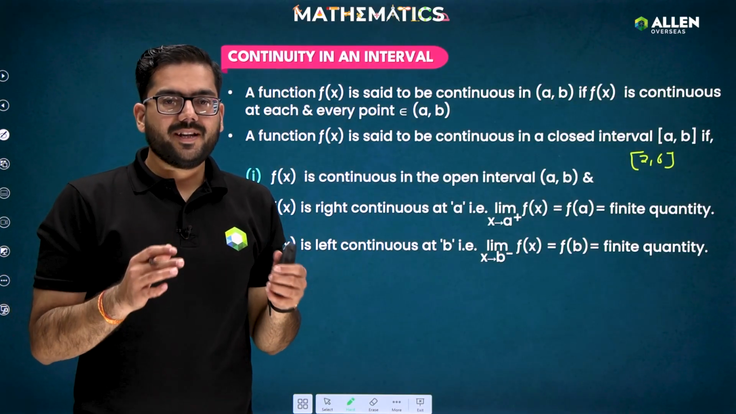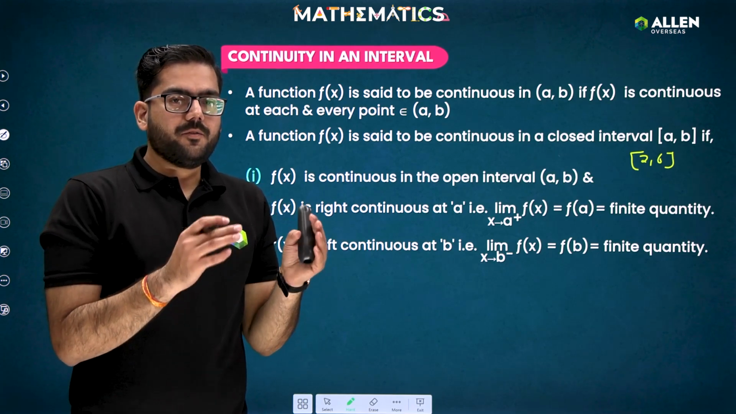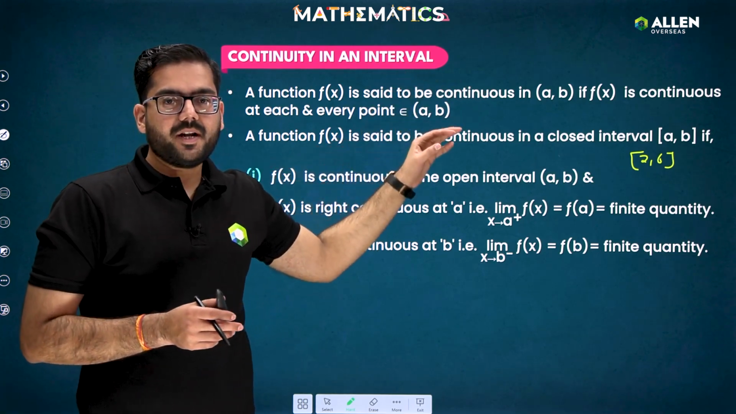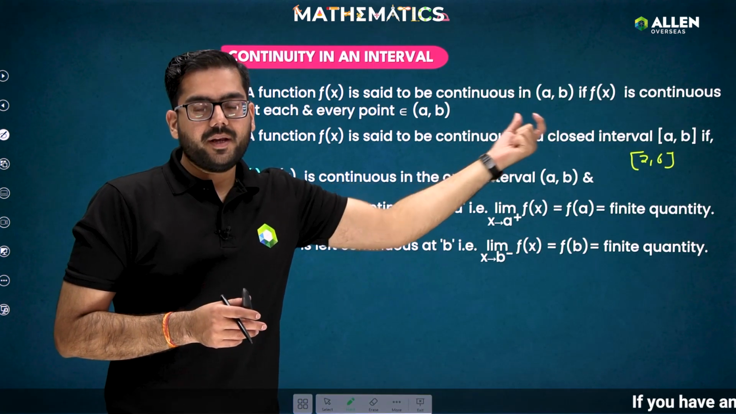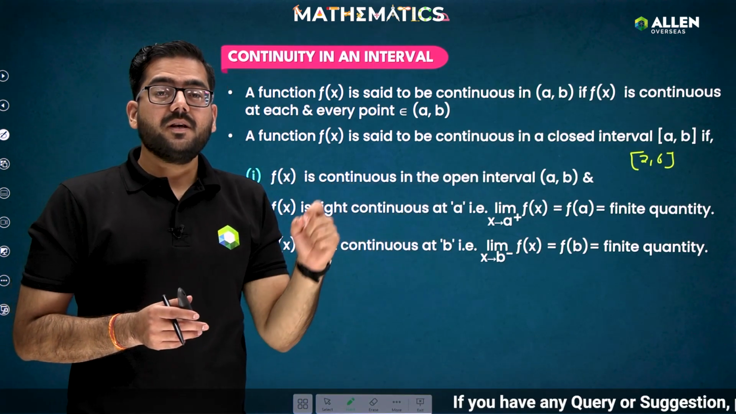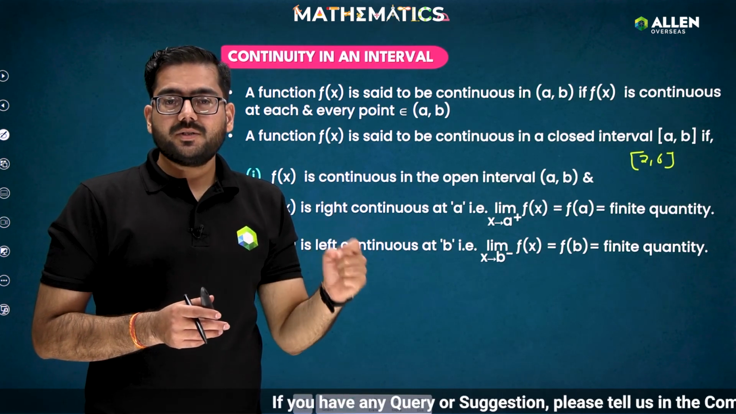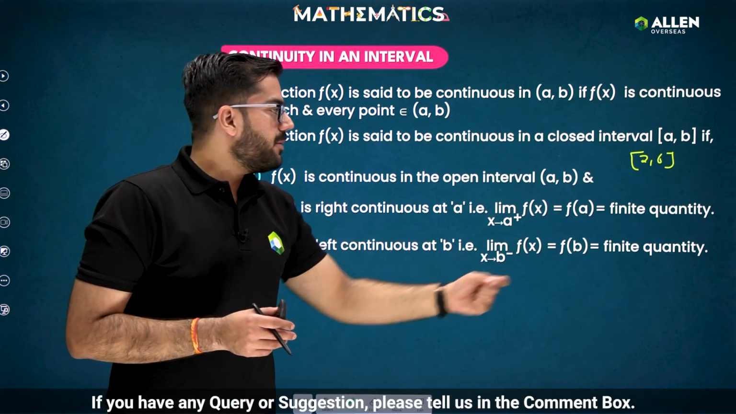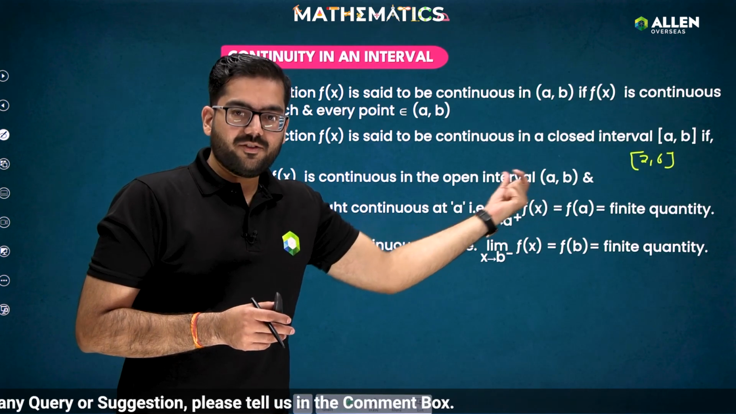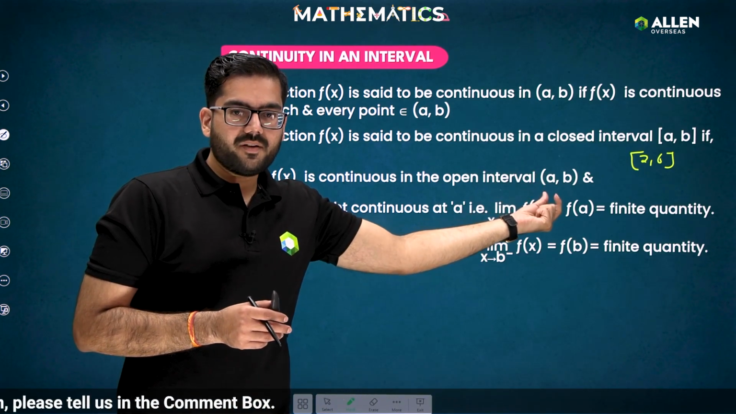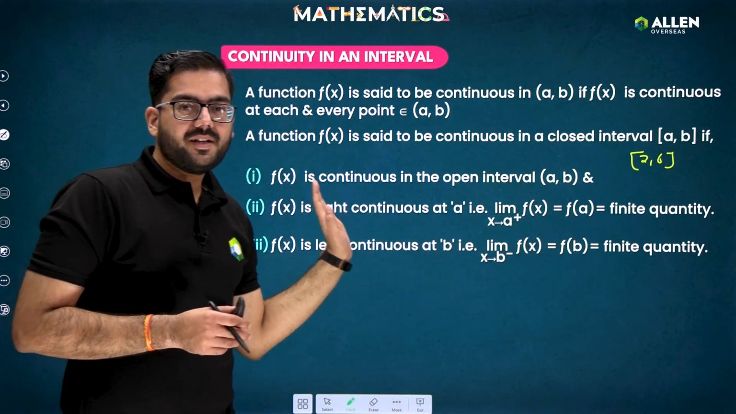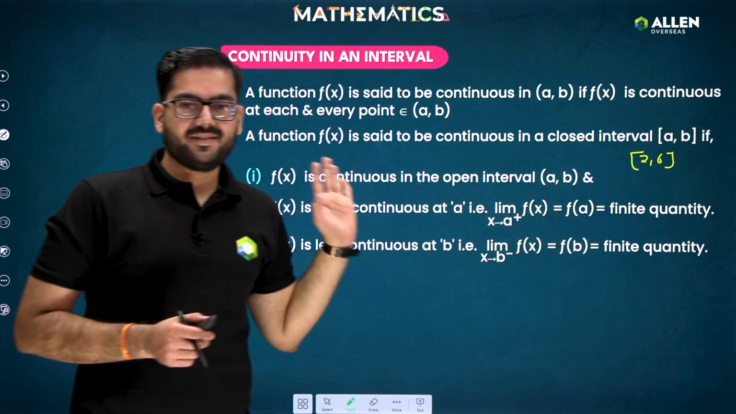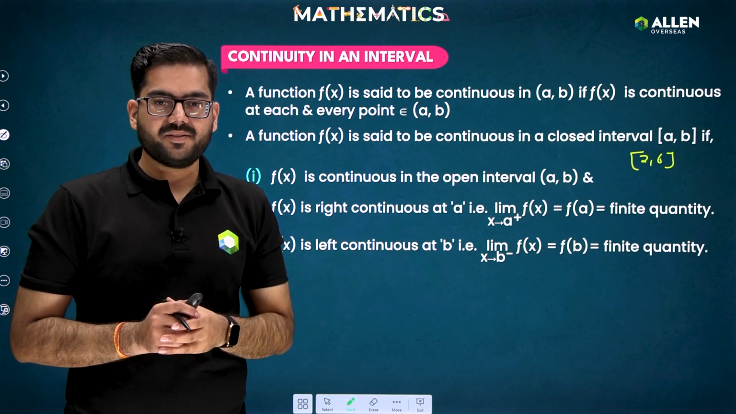So this is more than enough data. In the open interval, how can we check? In the open interval, your function must be continuous at each and every point within that interval. As well as, if you want to check continuity in the closed interval, then the function must be continuous at each and every point in the open interval, and it must also be left continuous and right continuous at the endpoints. Then and only then we can say they are continuous, right?